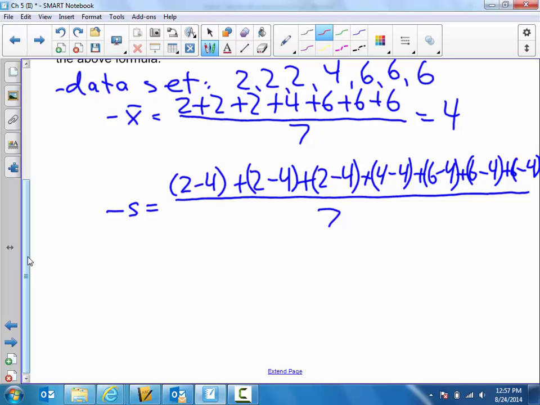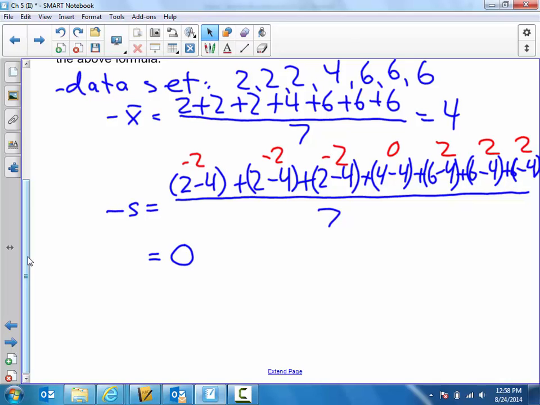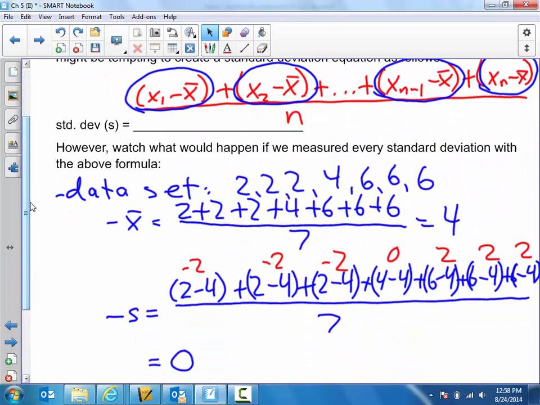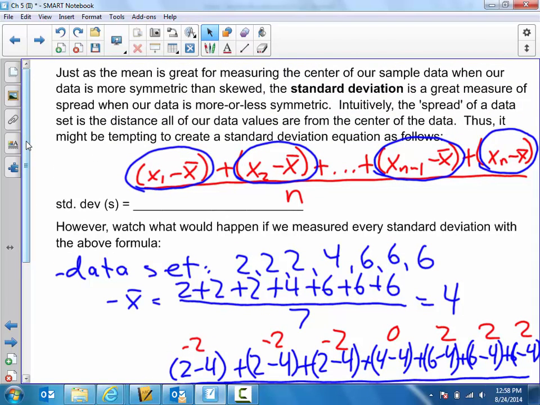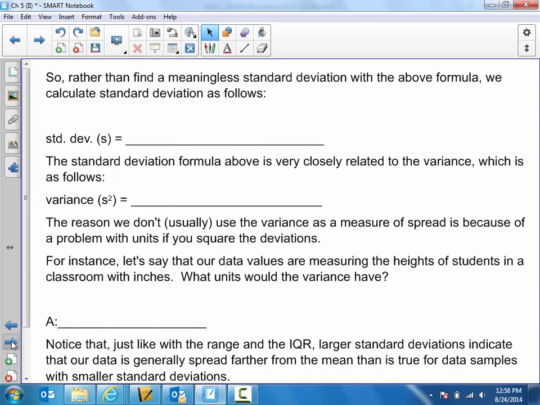Well, notice here that these differences, which I'll write in red, you get a negative 2, which you're adding to negative 2, which you're adding to negative 2, no problem so far. Then you get a 0, then a positive 2, positive 2, positive 2. So basically your numerator would cancel in this case, and you would just be left with a standard deviation of 0. Well, that's clearly not meaningful because we know, looking at these 7 data values, that they are spread apart from each other. Maybe not a whole lot, but it doesn't make any intuitive sense to say that there is 0 spread from the center of the data for this data set. So that's why this intuitive equation that I've set up in red would not work.